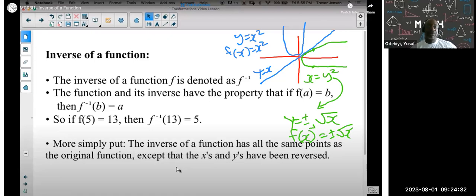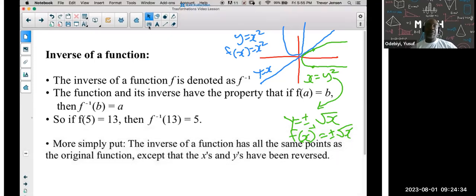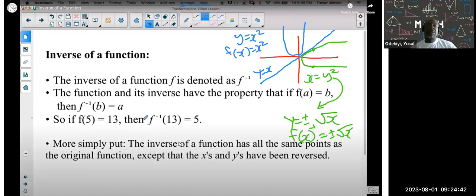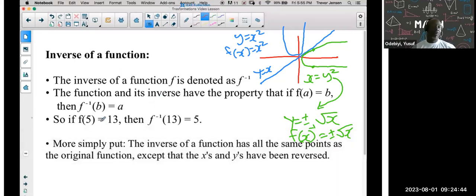It's actually just notation, not an exponent. To get the inverse of a function, to reflect it diagonally across y equals x, all we have to do is switch the x and y coordinates with each other. So if f at 5 equals 13, then for the inverse function, which the little negative 1 notation tells us, f at 13 would be equal to 5.